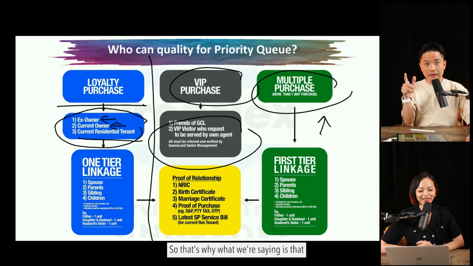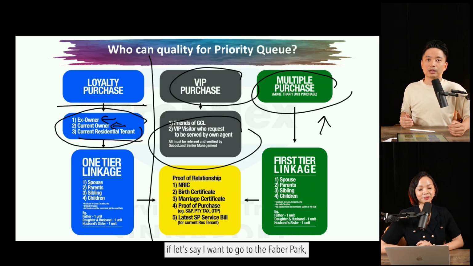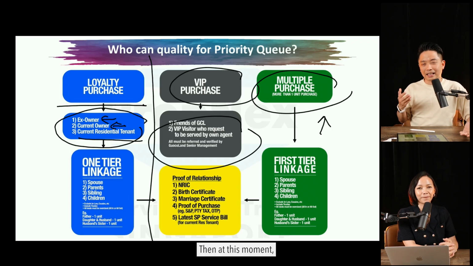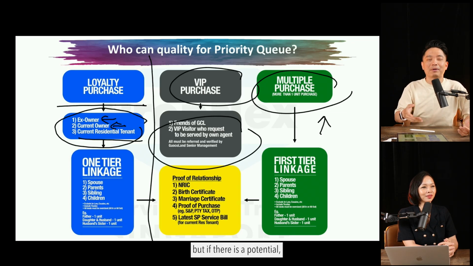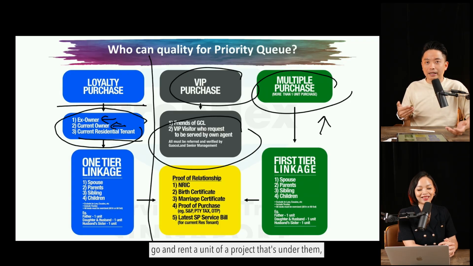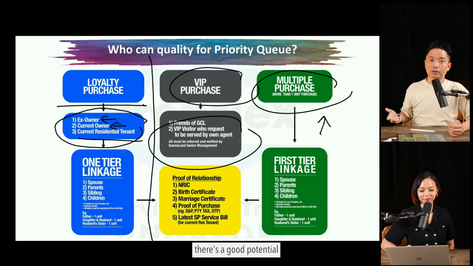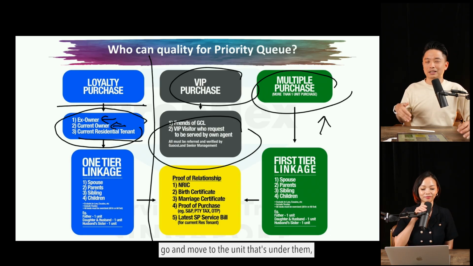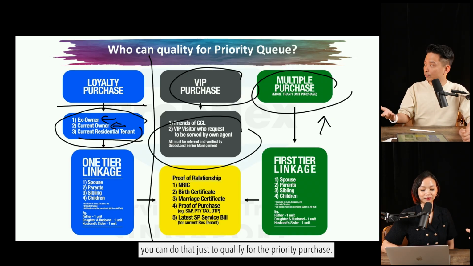So that's why what we are saying is that in future, if let's say I want to go to the favorite park, I want to buy under priority, then at this moment, you might want to consider, take the risk. I don't know whether they will have priority, but if there is a potential, go and rent a unit of a project that is under them, there is a good potential you will be under the priority. Okay? Go and rent out your unit, go and move to the unit that is under them. Maybe you already need to move house. You can do that just to qualify for the priority purchase.